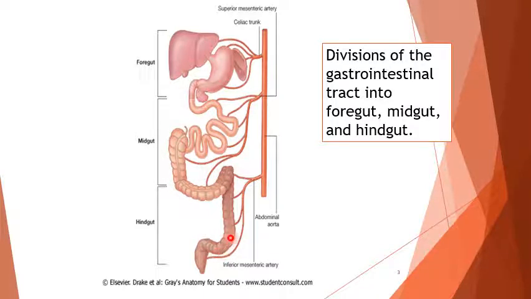So the foregut is supplied by the celiac trunk, the midgut by the branches of the superior mesenteric artery, and the hindgut by the branches of the inferior mesenteric artery. So this is the division of the blood supply to all the three divisions of the gut tube.